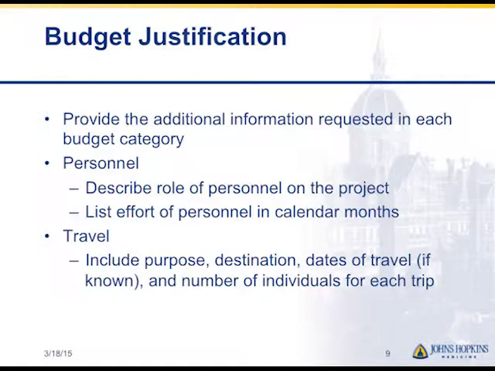Budget justification. Your budget justification is where you provide the additional information requested in each budget category. With personnel, you'll describe the role of the personnel on the project. You'll list their effort, which needs to be in calendar months, not percent effort. We still see a lot of people submitting budget justifications with percent effort, and we have to reject the application back to them so that it is updated.